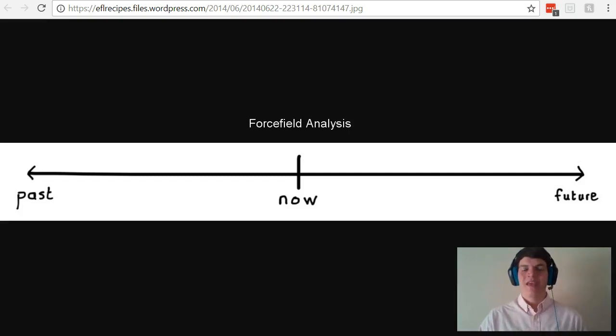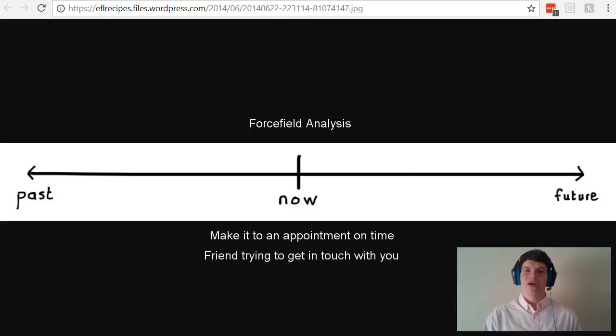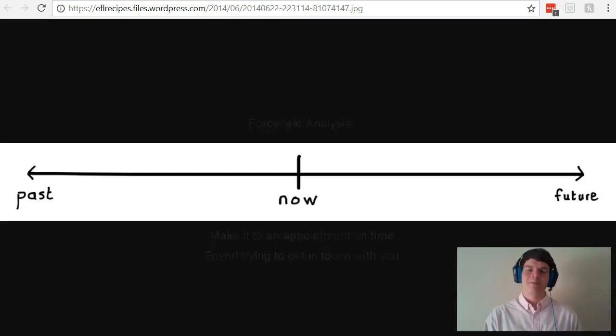In this theory, he focuses only on the current factors that are affecting your behavior and whether or not those factors are leading you towards or away from actualization. So for instance, in this Forcefield Analysis theory, we are not focusing on some past experiences that might be causing you to act the way you are. We're focusing on maybe the current time pressures you have to make it to an appointment on time, or maybe you have a friend who's trying to get in touch with you, or these things that are happening at the very moment. Those are the things that he focuses on in this theory.